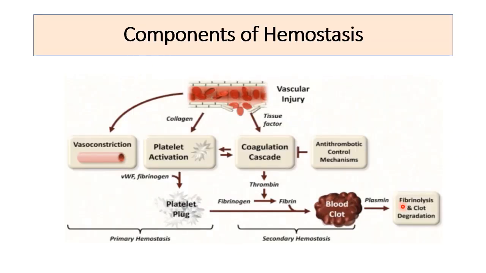So these are the components of hemostasis. The first thing is primary hemostasis, which consists of the blood vessels, that is the vasoconstriction by the blood vessels, platelet activation, and formation of the primary platelet plug. Whereas the secondary hemostasis comprises of the coagulation cascade, which culminates in formation of thrombin, which converts fibrinogen to fibrin and forms a secondary platelet plug or the blood clot. After which comes the role of the plasmin, which causes fibrinolysis and clot degradation.